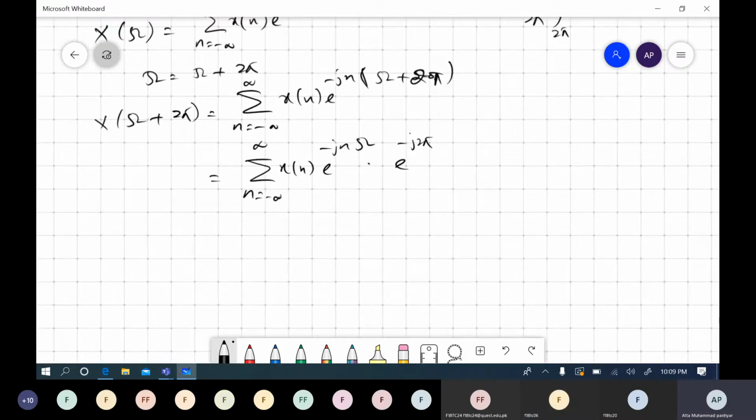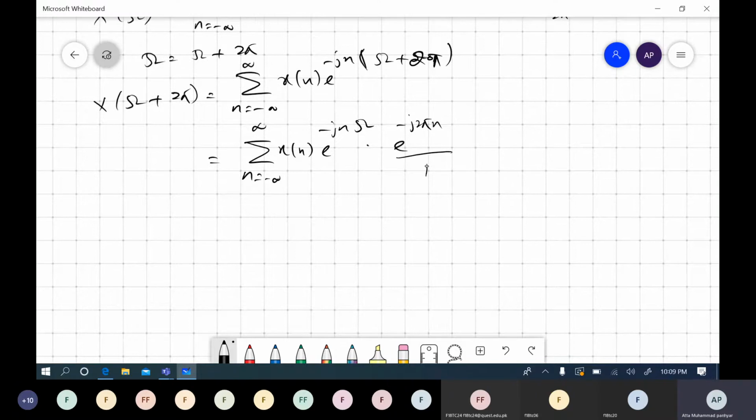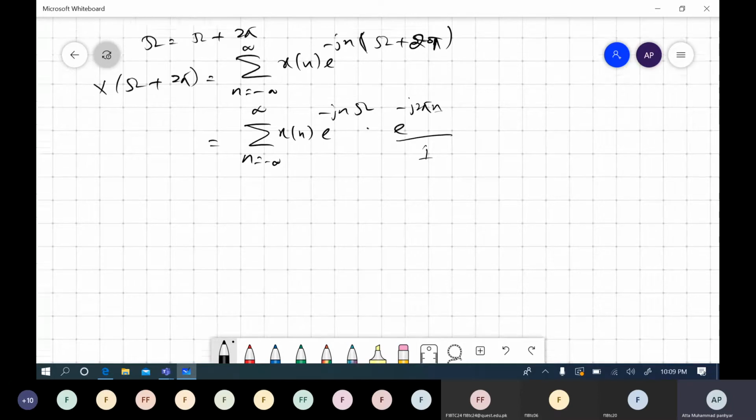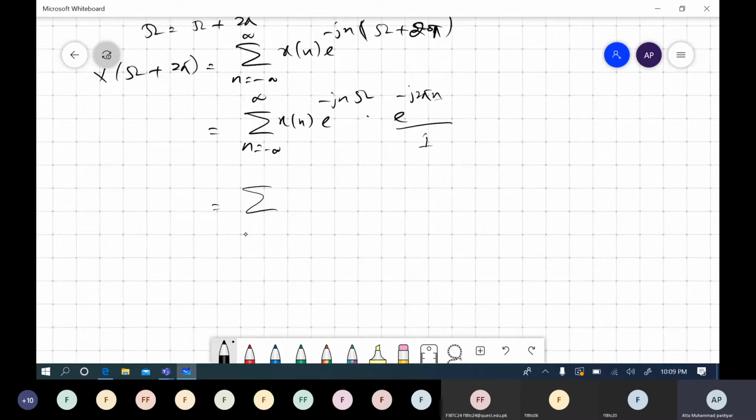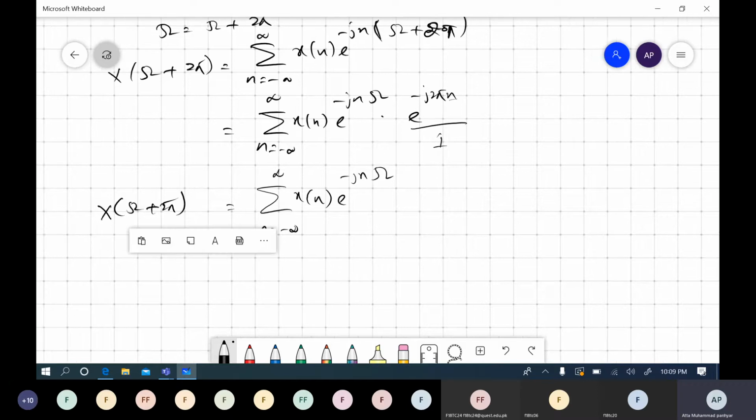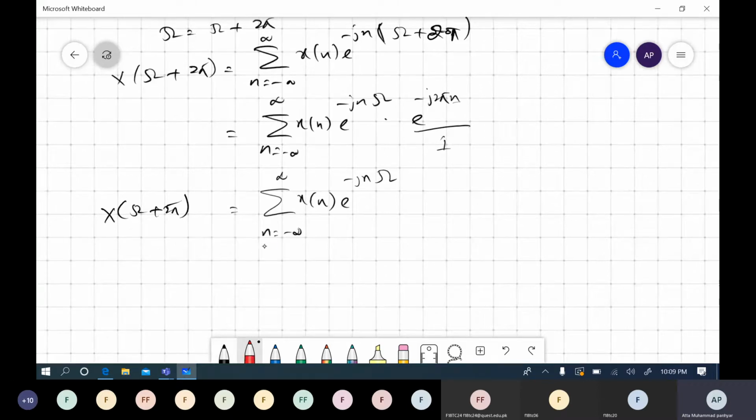Okay, and now we know that this expression is always equal to 1 because 2 pi is multiplied each time. If n is 1, 2, 3 or any value, then we get cos 2 pi, or cos 4 pi, or cos 6 pi. In this way, this exponent is always 1. So what we end up with is summation n from minus infinity to infinity x of n e to the power minus j n omega, right? Omega plus 2 pi, right? Now if you see, this equation is very similar to x of omega, right?